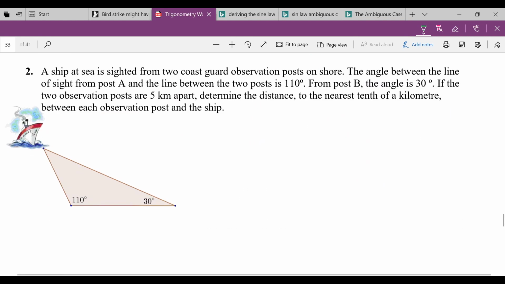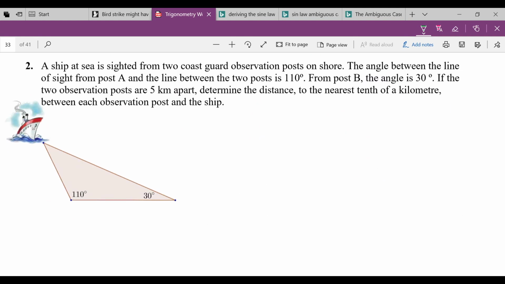Let's do another. A ship at sea is sighted from 2 Coast Guard observation posts on shore. So I would imagine this is one observation post and this is another observation post. The angle between the line of sight between post A and the line between the two posts is 110 degrees. Okay, that puts A here. From post B, well, this must be the other post there. The angle is 30 degrees. If the two observation posts are 5 kilometers apart, we should be able to figure this out. We want to figure out X and we want to figure out Y.